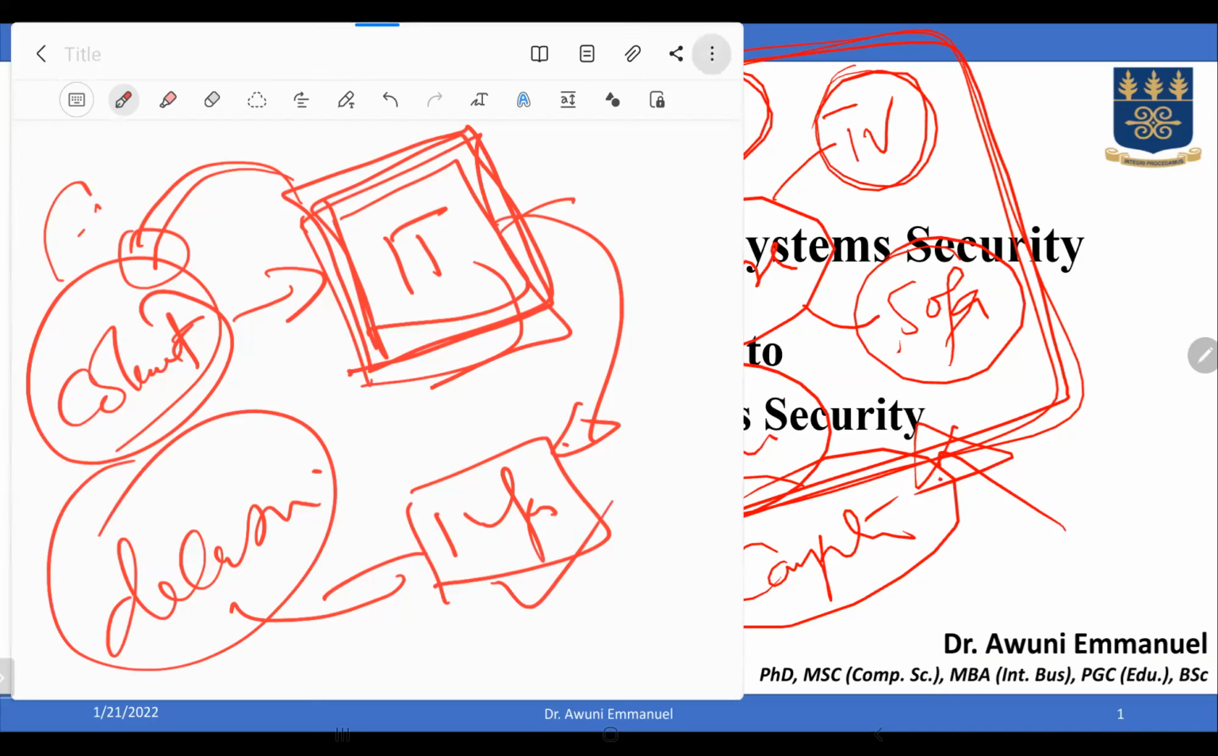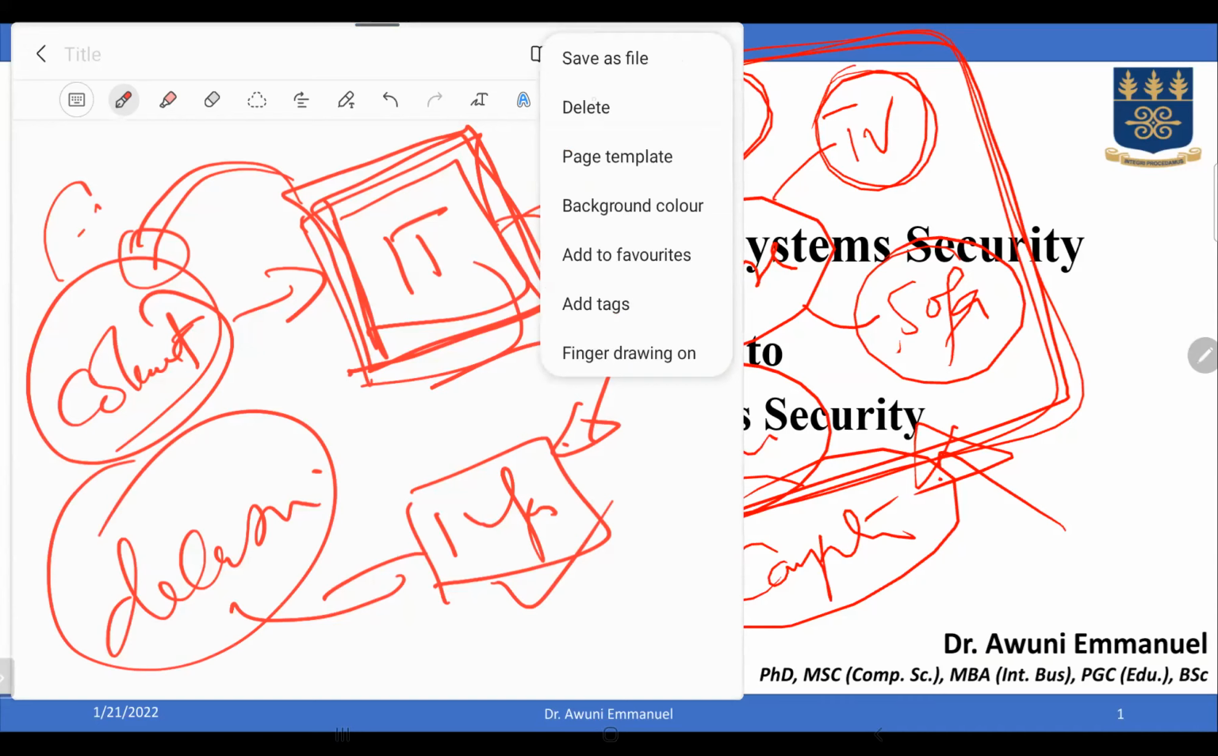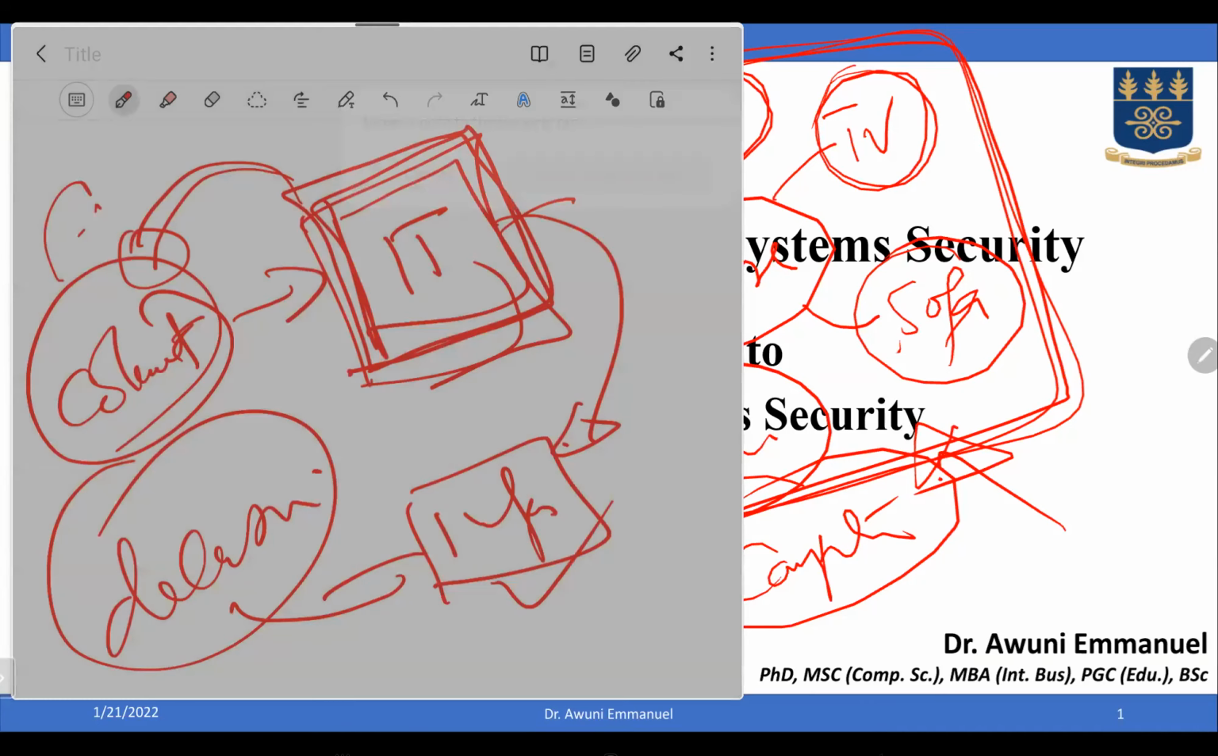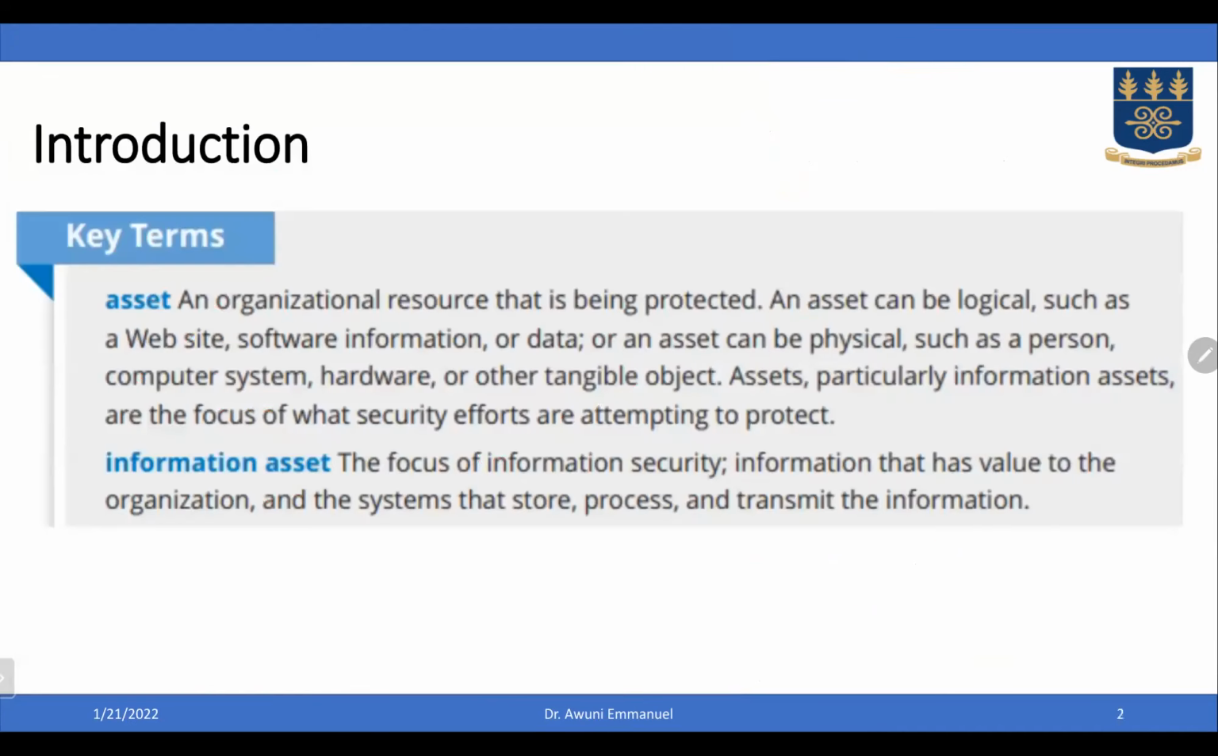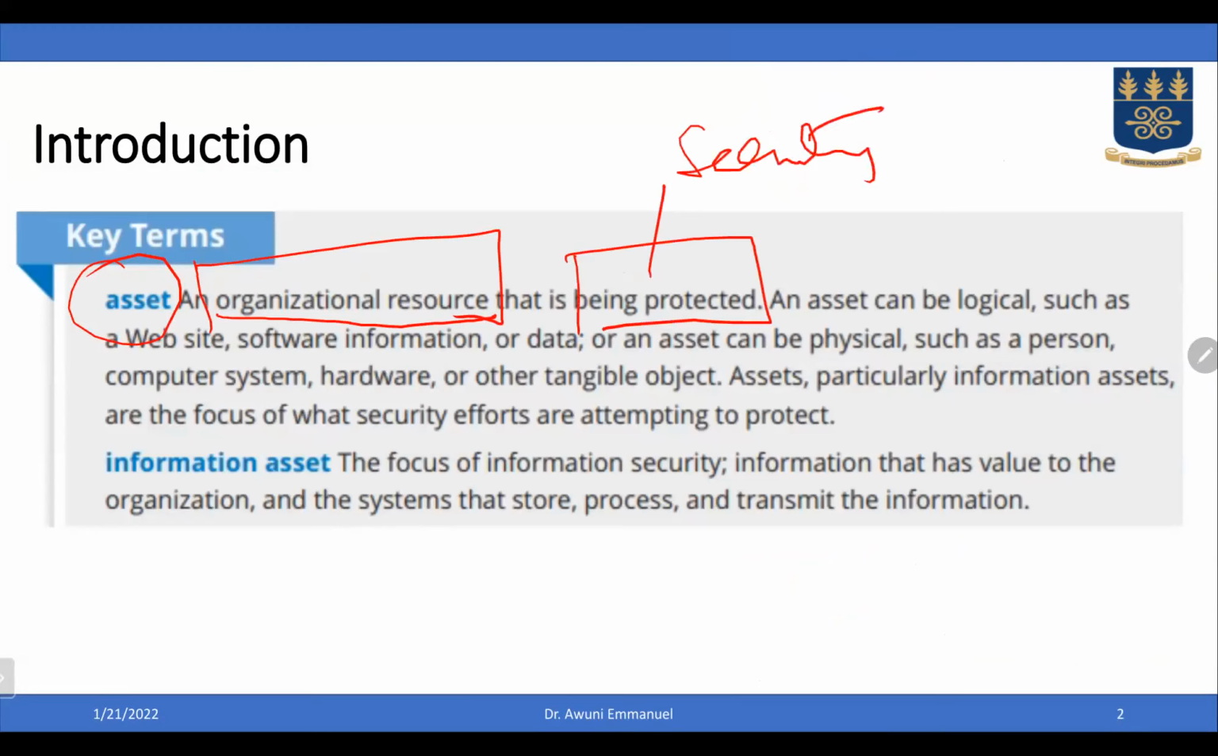Now, let me quickly take us to our slide 1. So information assets, I've already explained assets in terms of organization. We say they are just resources, and these resources have to be protected. So when you talk about the protection here, that is where we are talking about security.